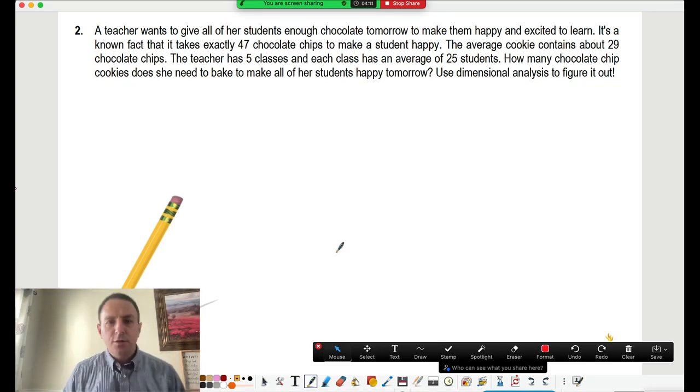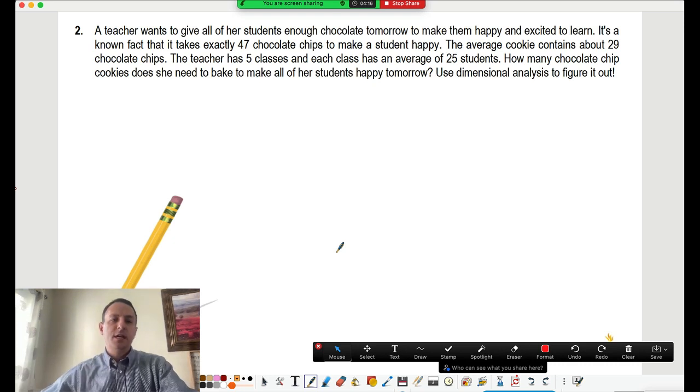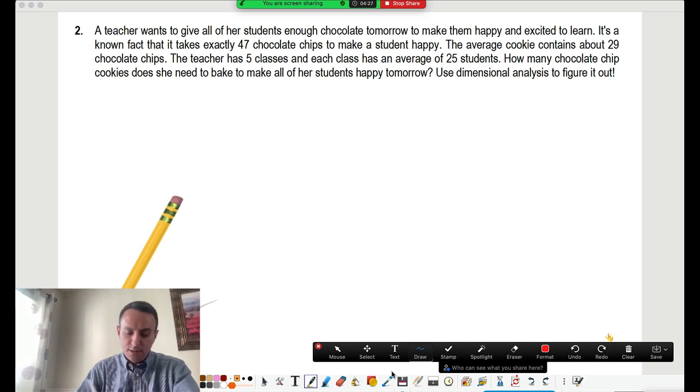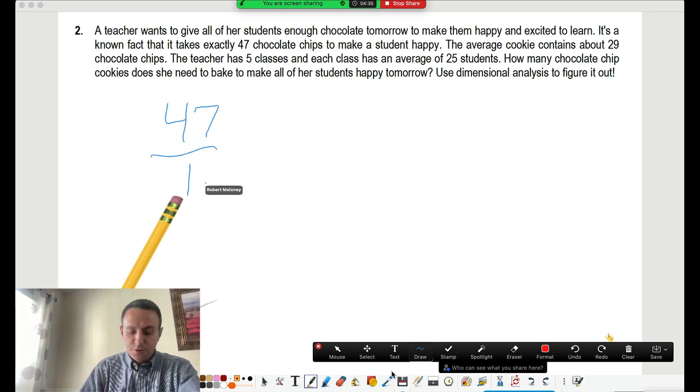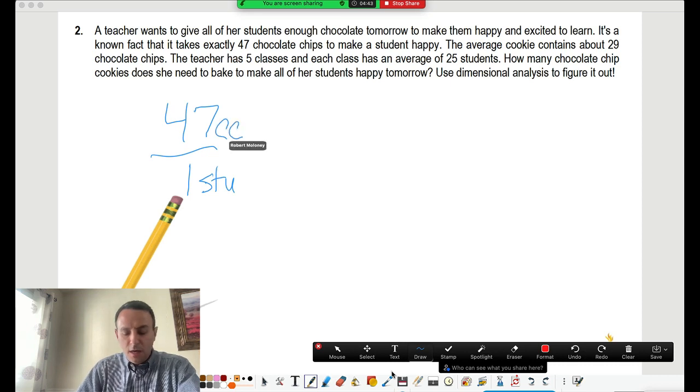All right, so I did change locations before we finish this up, but we're going to go ahead and talk through this problem. You guys had some time to take a break and think out the conversion factors. So what I want to show you are the different conversion factors that we would have used for this one. The first thing is that it takes 47 chocolate chips per person or per student. So that's our first thing to keep in mind. The second thing we have to keep in mind is that it's 29 chocolate chips for 1 cookie.